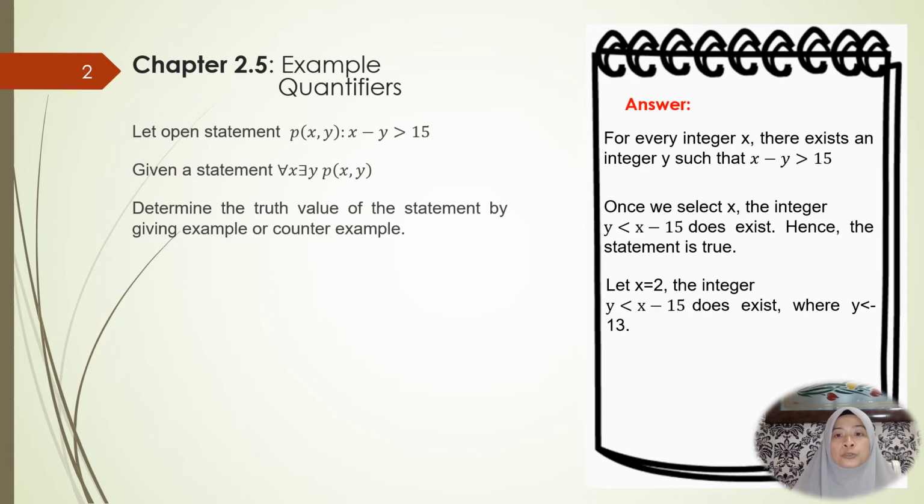Let's say we choose x equal to 2. The integer y should be less than x minus 15, so y here should be less than negative 13. That means there exists a value of y. Is it satisfied for all x? Now you choose another value of x, and there always exists a value of y. Therefore, we can conclude that this statement is a true statement.